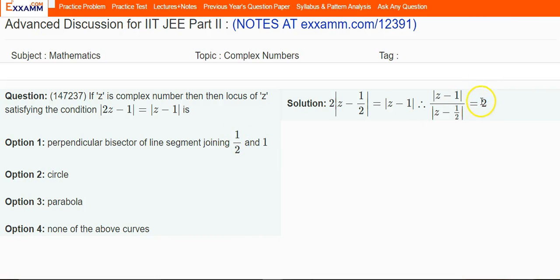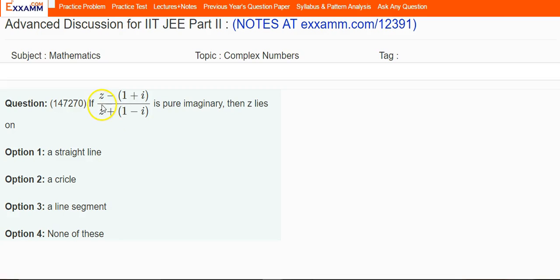But here it is equal to 1, so we can safely say that it is the equation of a circle. Another example: we have been given that (z minus (1 plus i)) divided by (z plus (1 minus i)) is pure imaginary.